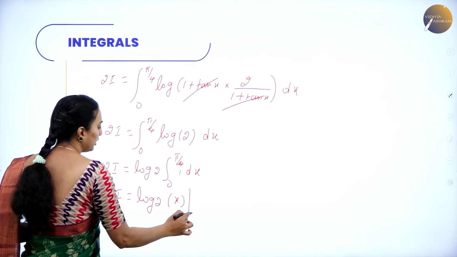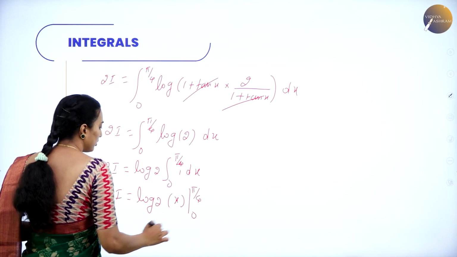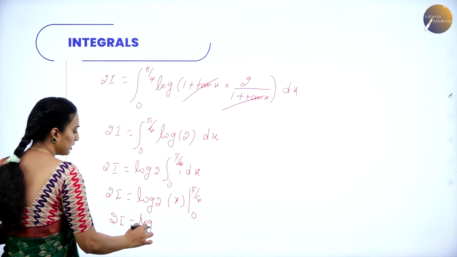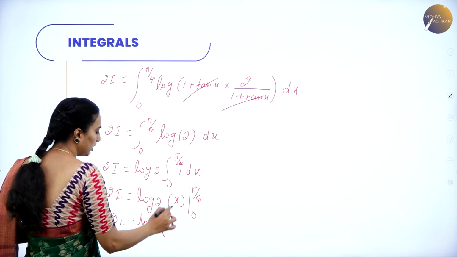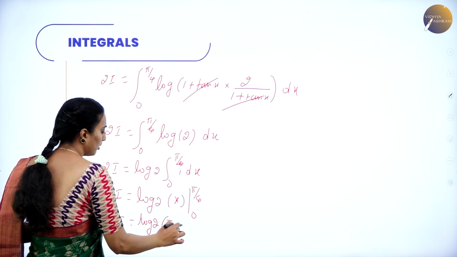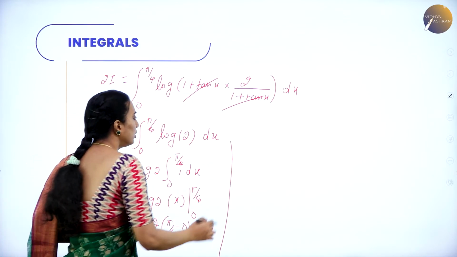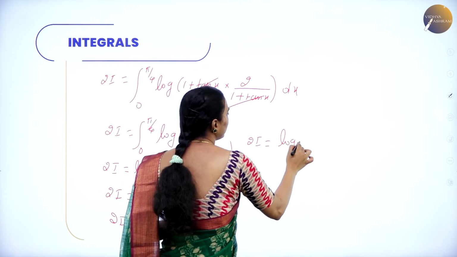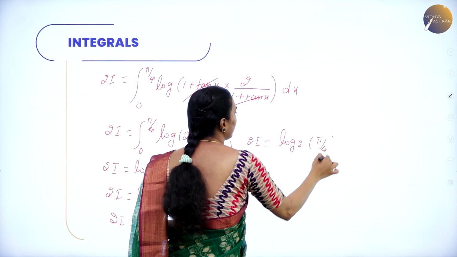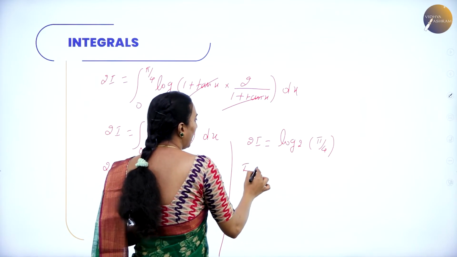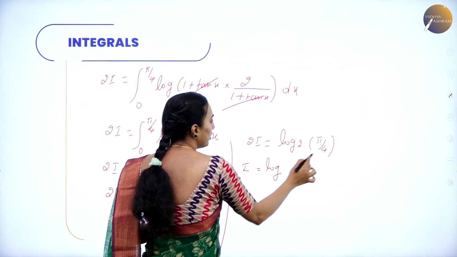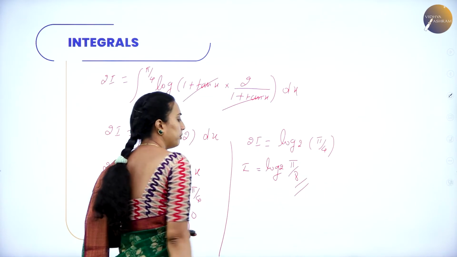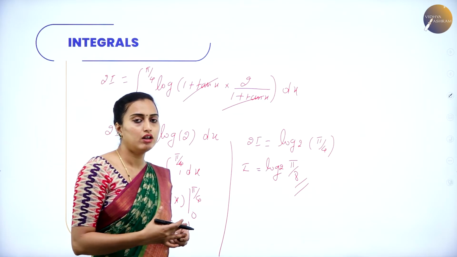Now the integral is x from the limit 0 to pi by 4. So therefore, don't cancel this 2 and this 2. So 2I will be equal to log 2 into pi by 4 minus 0, which is nothing but pi by 4. You can cross multiply the 2. So I will be equal to log 2, 4 will be multiplied with 2, which is nothing but log 2 into pi by 8. And this is your final answer.